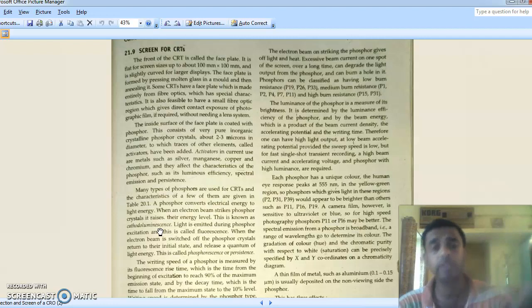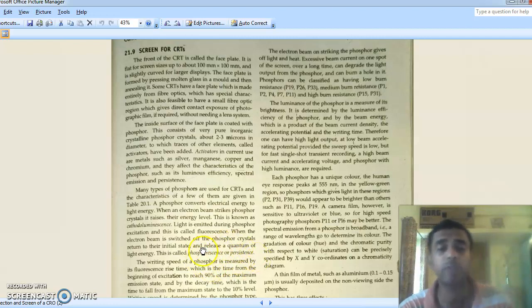Now what happens when there is no electron beam? When suddenly the electron beam is stopped, what happens? When the electron beam is switched off, the phosphor crystals return to the initial state, the stable ground state. And when it comes back to the initial state, there is a release of a quantum of energy in the form of light, and this is called phosphorescence or persistence.